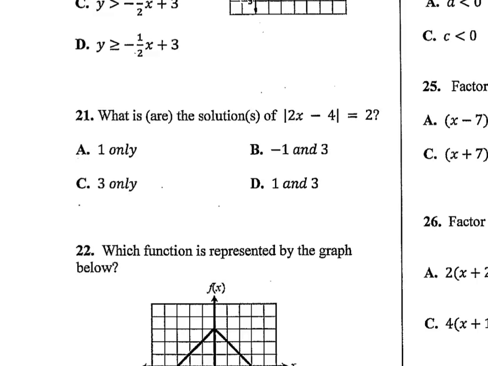Number 21, you need to solve this absolute value equation. Please remember that you need to set up 2 equations. So the first one's going to look just like this, and then for the second one, you're going to say, okay, 2x minus 4 equals -2, and solve. So you should have 2 solutions.